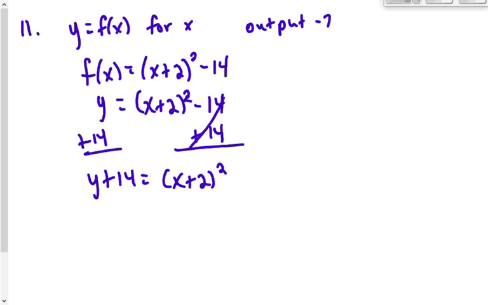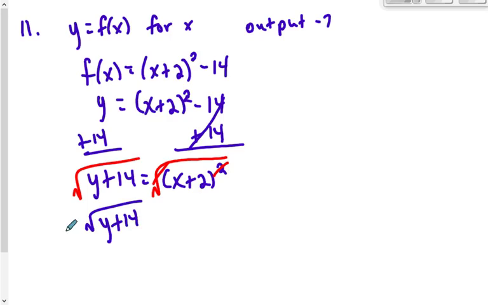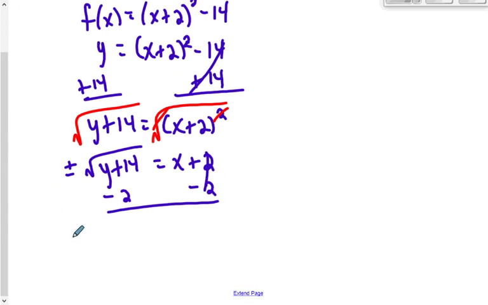Now what? Get x by itself. What do we do? Take the square root. And that's going to cancel that square on the right side. So now I have the square root of y plus 14. But anytime you take the square root, you have to put plus or minus in front. And on the right side, I have x plus 2. Now what? Subtract 2 from both sides. The y plus 14 is under the square root, so you leave it under the square root, y plus 14. That minus 2 is going to go on the end.